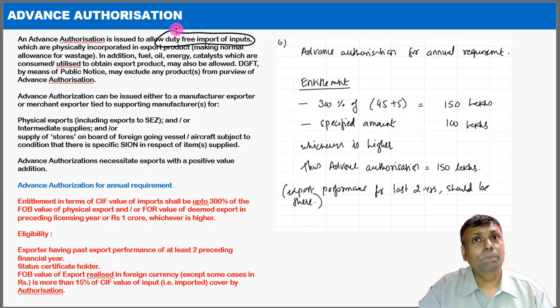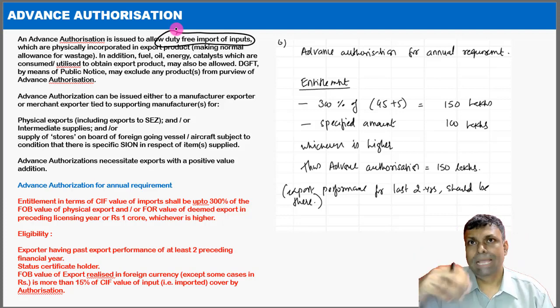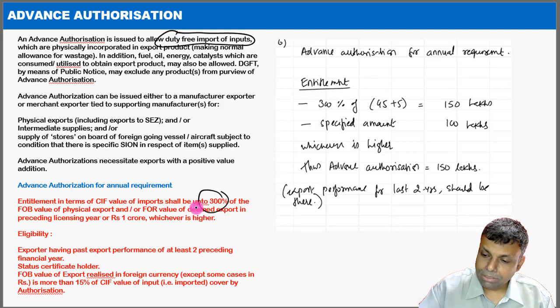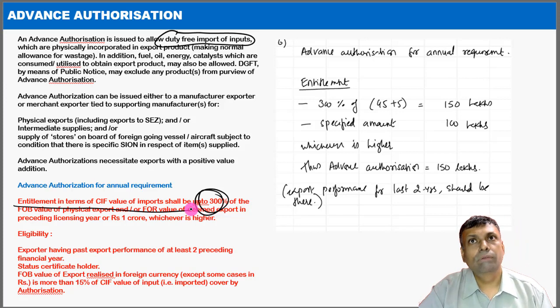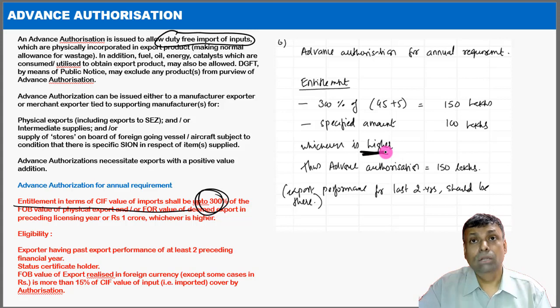Okay. Now in this particular advance authorization, friends, the scheme is something like this. Whatever is your export performance, I repeat, whatever is your export performance, you will have to multiply it by 300%. Now export here for the purpose of this particular scheme also includes your deemed exports. So it is exports or maybe deemed exports. So you have to multiply 300% or the specified amount, whichever is higher. Okay. So this much is your annual authorization.